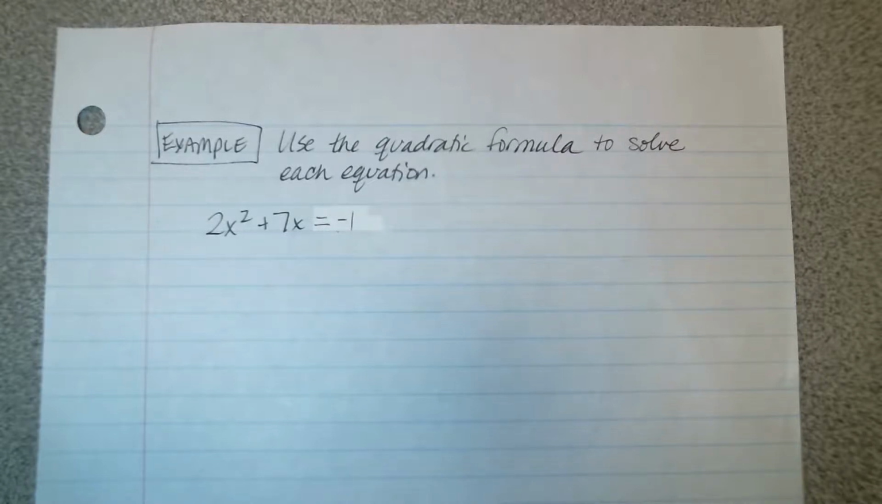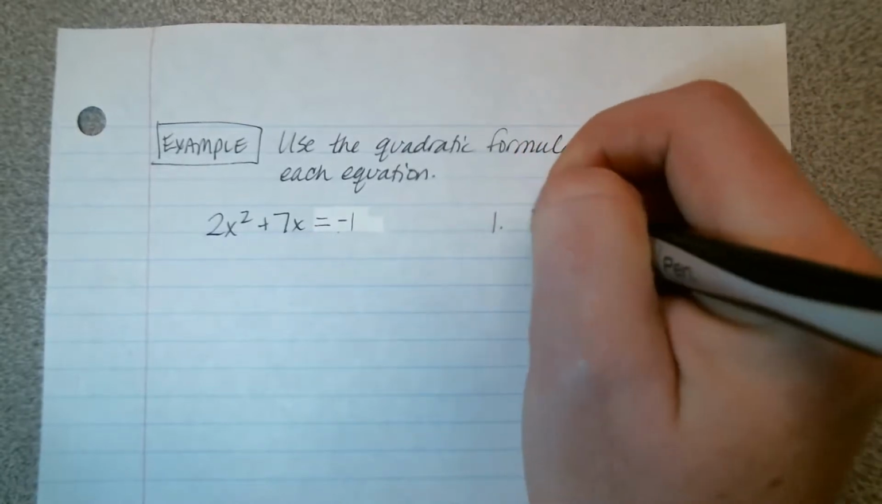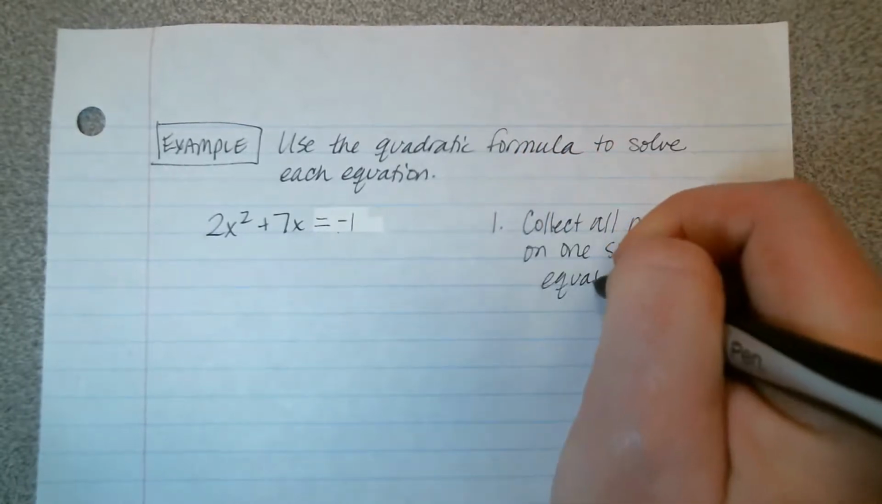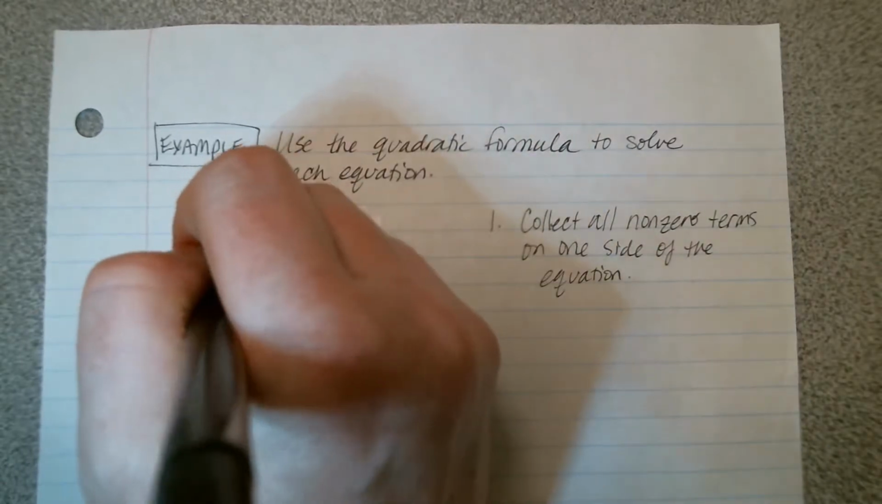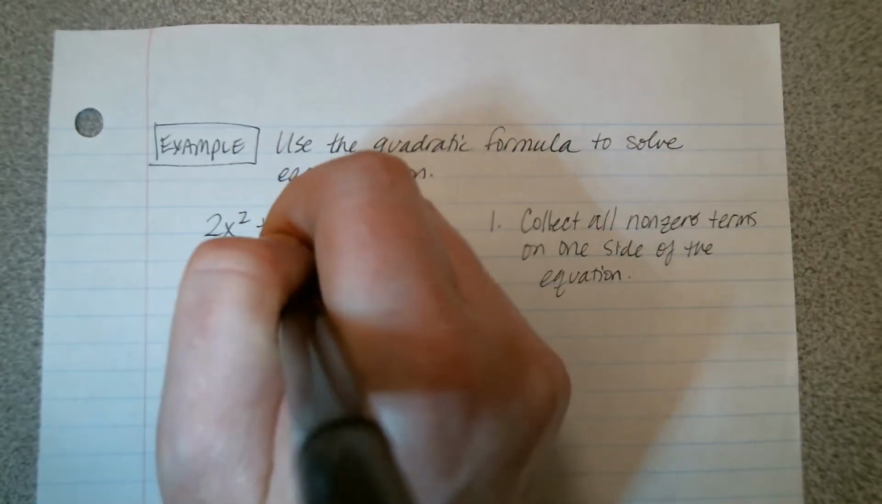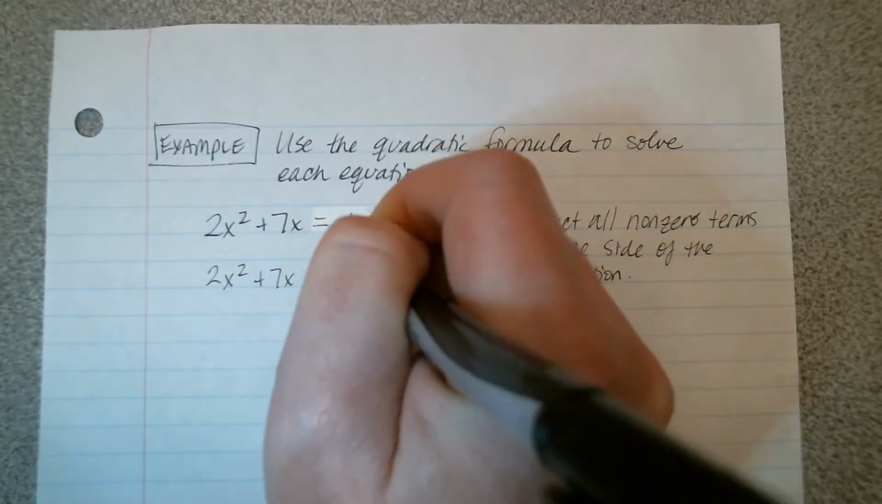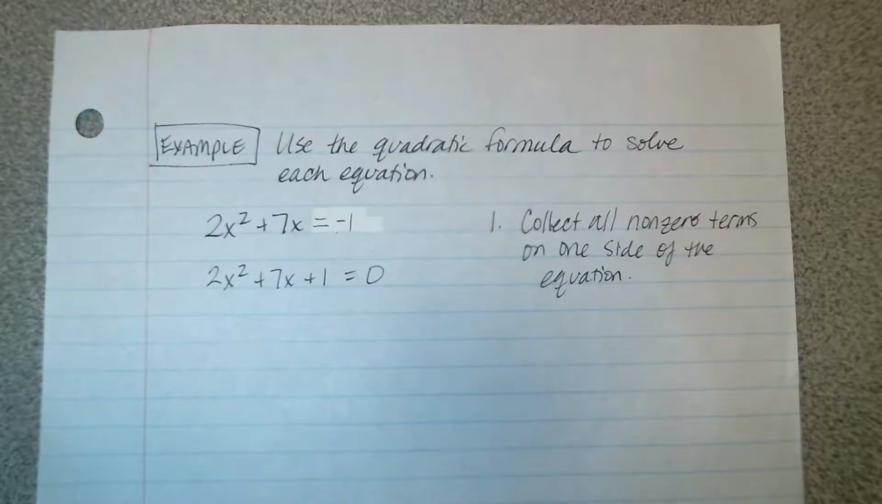The first thing that you absolutely must do is collect all of the non-zero terms on the same side of the equation. So in this example, I will add 1 to both sides, giving me 2x squared plus 7x plus 1 equals 0. This is an extremely important first step that cannot be skipped. Once you've done this, then we can use the quadratic formula.